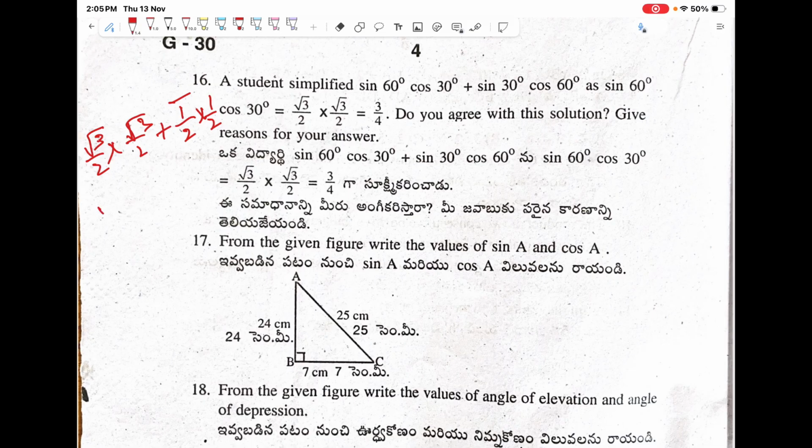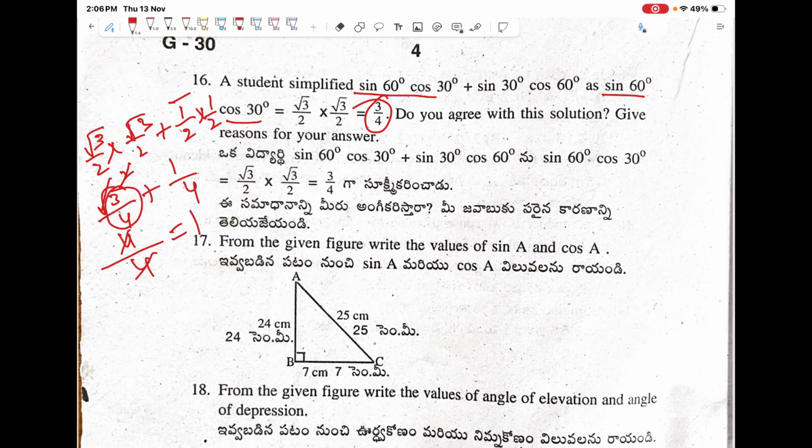So root 3 into root 3 is root 3 square by 2 into 2, which is 4. Numerator into numerator, denominator into denominator, plus 1 into 1 is 1, 2 into 2 is 4. The square root will be cancelled. So the LCM is 4, 3 plus 1 is 4, 4 by 4 cancels to 1. But they are telling that sin 60 cos 30 equals 3 by 4. Yes, the value we got is 3 by 4 only.